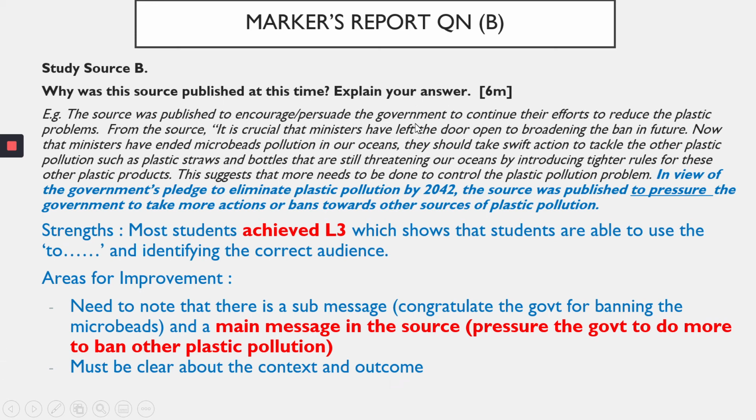For those of you who got maybe 5 marks or 4 marks, it is because there was no clear context. The context is definitely in view of the government's pledge to eliminate plastic pollution, which is taken from the background information. So every time you have a purpose question, it is always good to look at the background information, because the source was published to pressure the government to take action towards other plastic pollution, not just microbeads, because microbeads is one aspect of it, but there are many. So be very careful about the purpose question because it requires a student to give that little bit of extra.